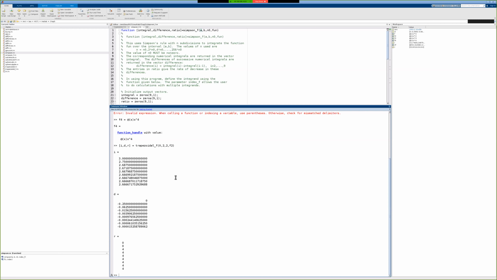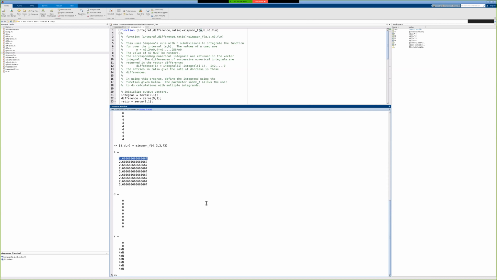Let's try it with Simpson's rule. Let's see, you might want to think for a second, what do you think will happen if we do it with Simpson's rule? Oh, that's interesting. What happened? We got the right answer immediately, right?